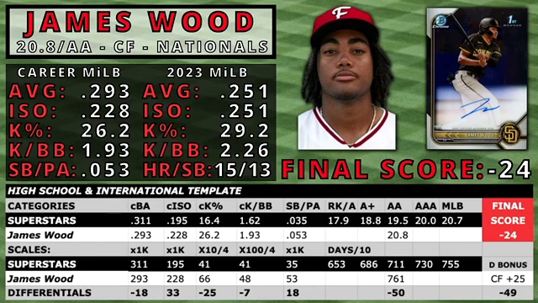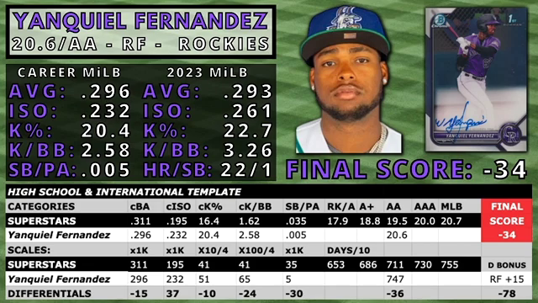I think he is right next to Pete Crow-Armstrong, as I think he also had a score of -24. We're going to finish this up with Yanquiel Fernandez, who's climbed 3 levels so far in 2023, having a really good season. He's 20.6, playing in Double-A right now, right fielder in the Rockies organization. Now, he is struggling a little bit since his promotion to Double-A over a small sample size, and kind of like James Wood, it may take Fernandez a little while to get his feet wet.